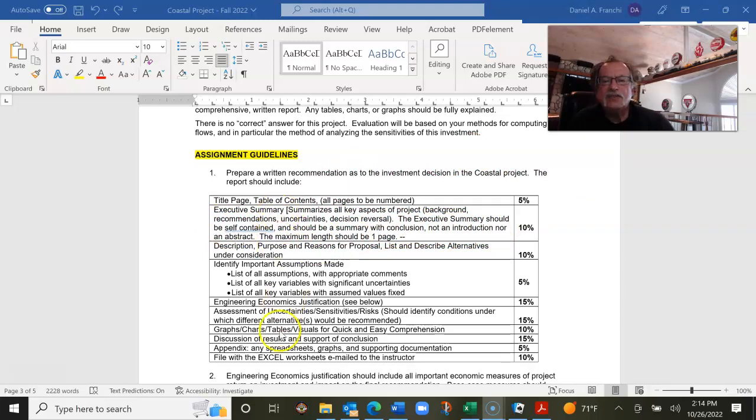And then the rest of this is all self-explanatory. The key thing here is I want to have the assessment of uncertainties and risks. And we're going to go over that over the next couple of weeks on how to do that.